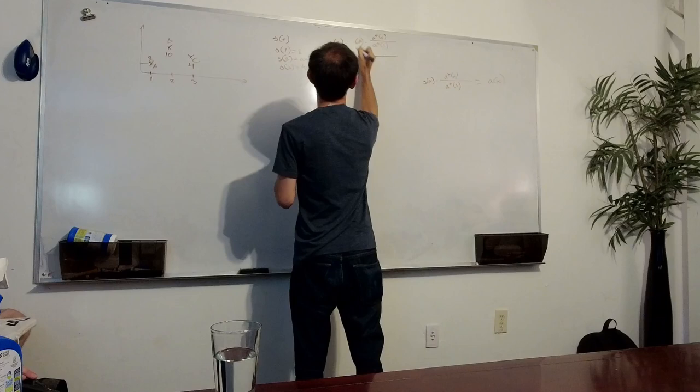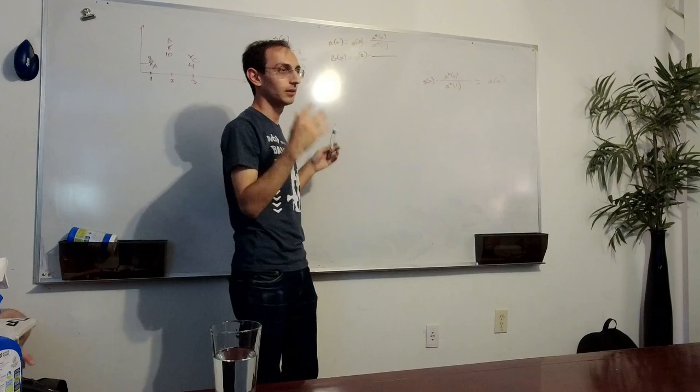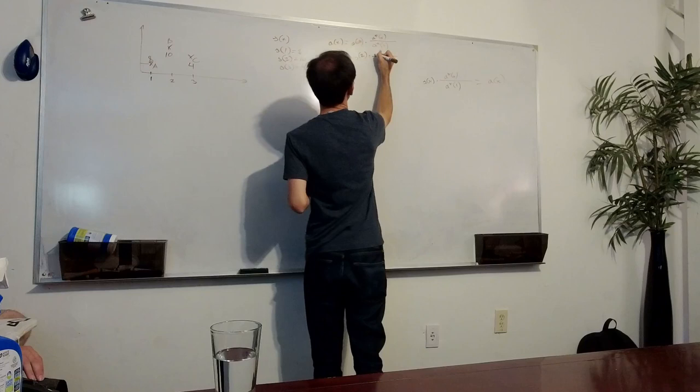So you do B star X over B star 1? Not star 1, B star 2. Sorry.